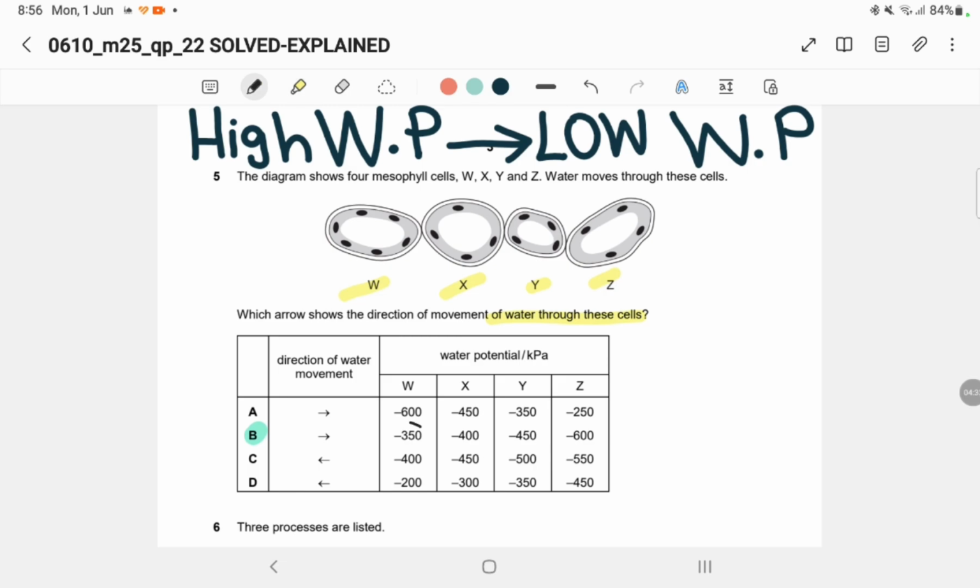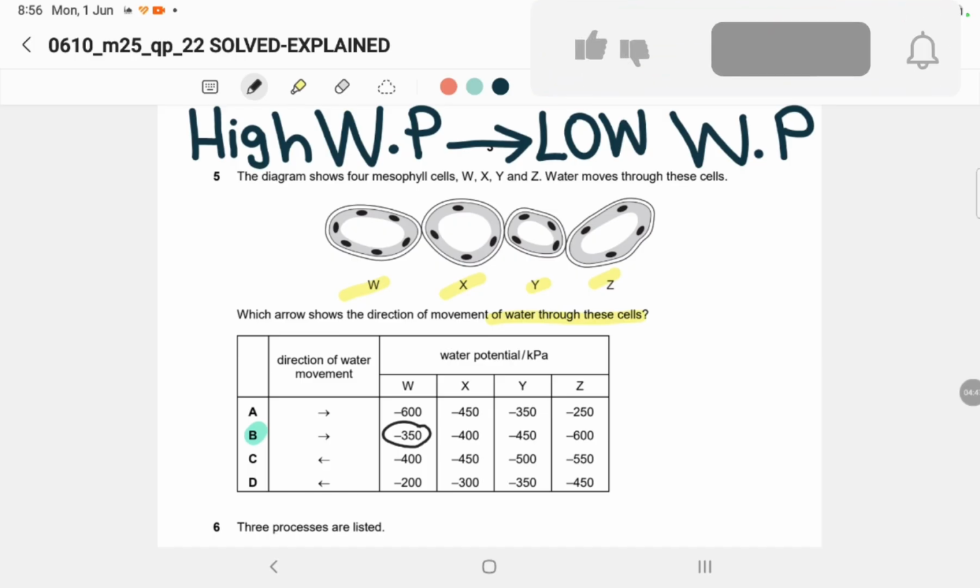option B has W being the highest water potential, because it is the least number in negative. For example, if I'm having negative 600 and negative 350, which is higher? Without the water potential idea, which is higher? Of course negative 350 is higher than negative 600 in terms of positiveness, in terms of who is more positive, who is closer to zero.